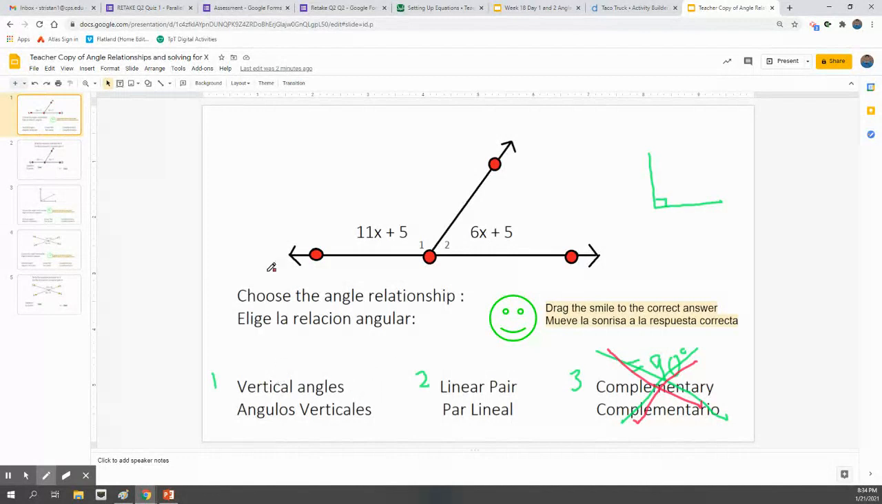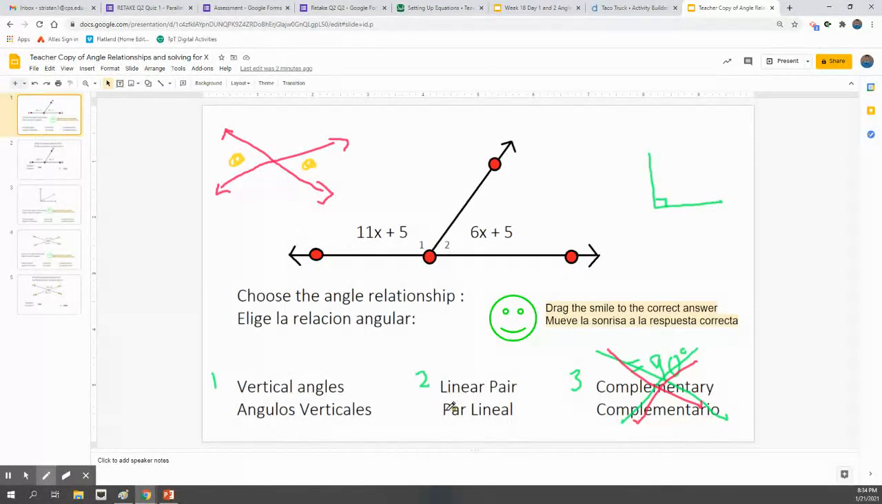Well, vertical angles are angles that are formed when two lines cross each other. So when I have two lines like this and they cross each other, vertical angles are the angles on the opposite sides of each other. So for example, right here and right here, those would be an example of vertical angles.